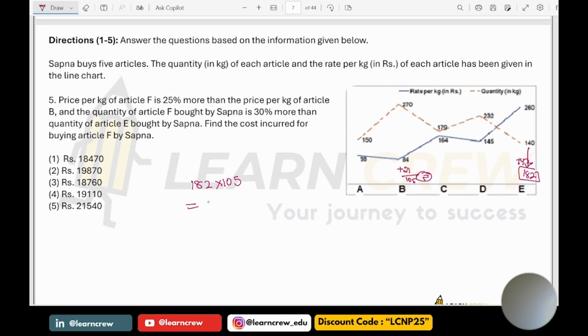182 into 105 will be how much? You will get 19,110 is the answer. Correct. Right. 19,110 is the answer. So the option is 4.